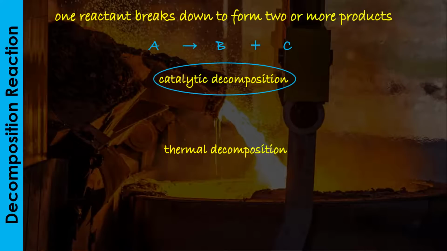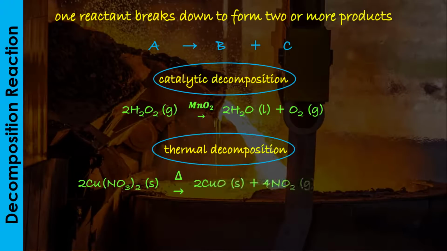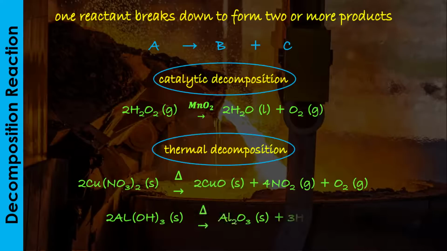For instance, the decomposition of hydrogen peroxide to form water and oxygen gas in the presence of manganese 4 oxide. The manganese 4 oxide acts as a catalyst in the reaction. Meanwhile, the change that occurs in the presence of heat is called thermal decomposition. Example: the thermal decomposition of copper 2 trioxonitrate 5 to form copper 2 oxide, nitrogen 4 oxide and oxygen gas, and the thermal decomposition of aluminium hydroxide to form aluminium oxide and water. The small triangle above the arrow represents source of heat.